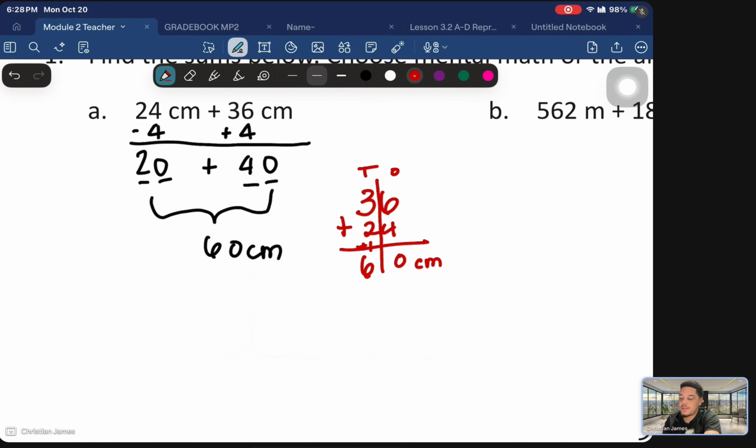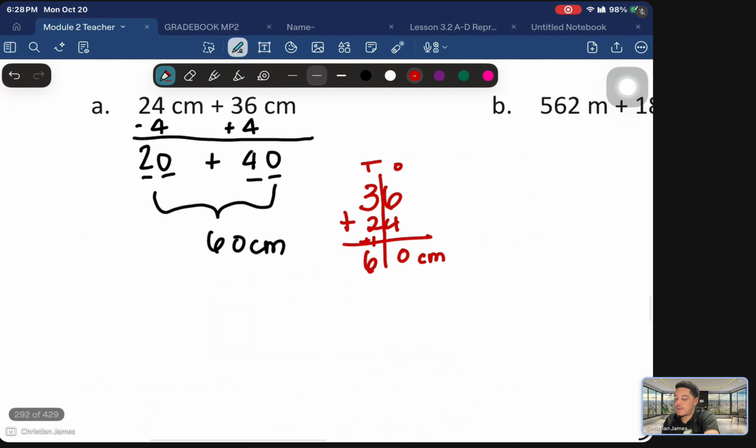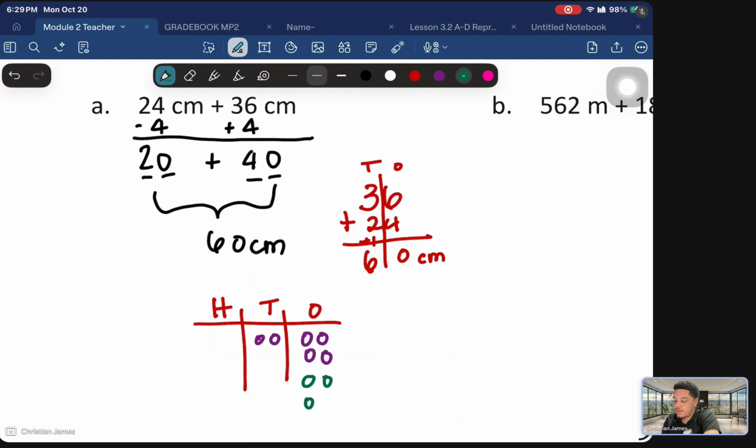Another strategy you could use is place value disks. I know I'm working with tens here, so I'm going to draw my place value lines: ones, tens, hundreds. With my first number, 24, I draw 1, 2, 3, 4 ones and 2 tens, which makes 24. My second number here would be 36: 1, 2, 3, 4, 5, 6 ones and 3 tens.